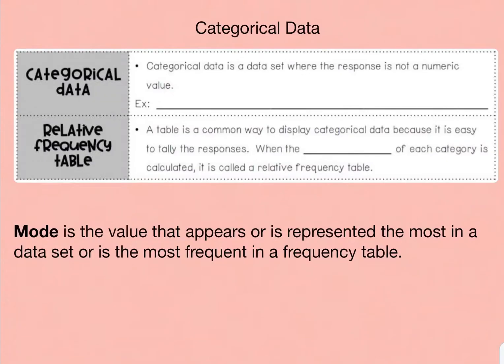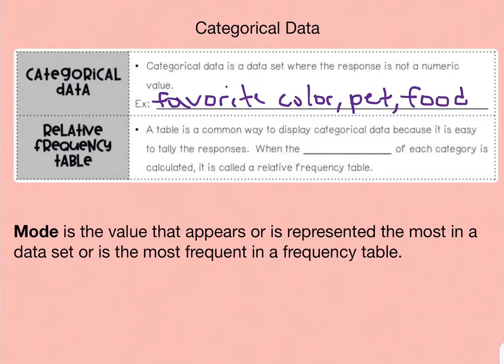Everyone. Today we're going to be looking at categorical data. Categorical data is a data set where the response is not a numeric value. So some examples of this could be if you were asked what your favorite color is, your favorite pet, food, items like that, and not just a set of numbers.